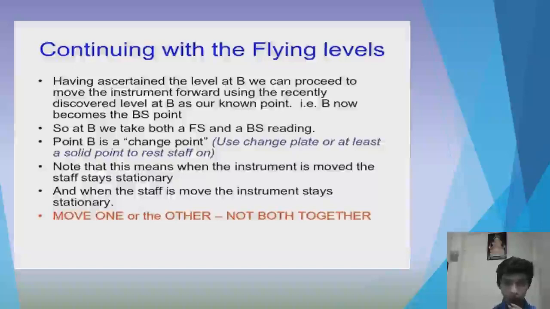Use a solid point. Note that this means when the instrument is moved, the staff stays stationary, and when the staff is moved, the instrument stays stationary. Move one or the other, not both together. Go to the next slide.